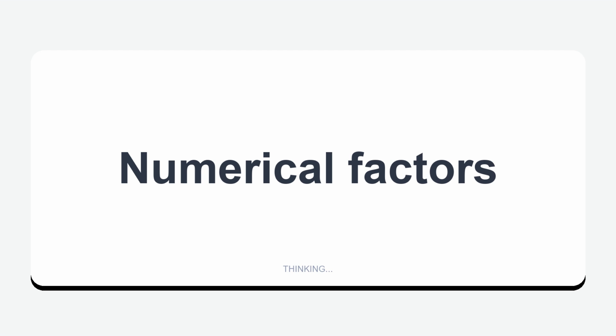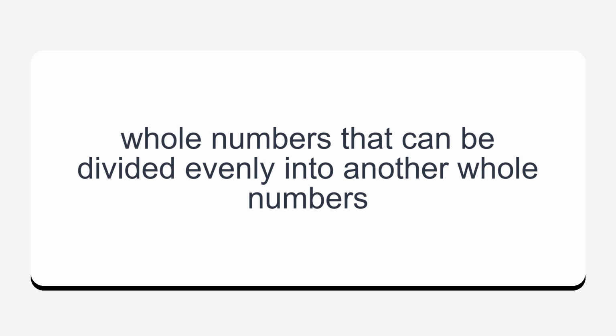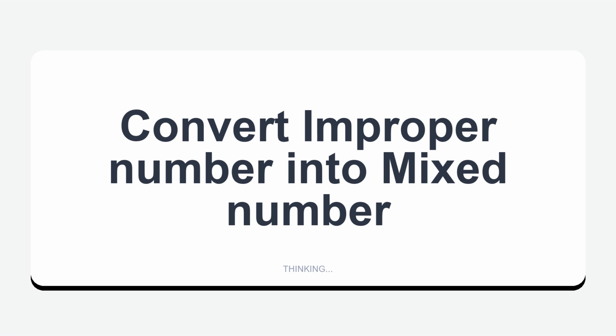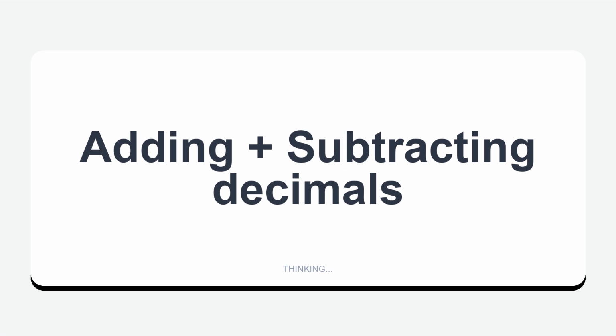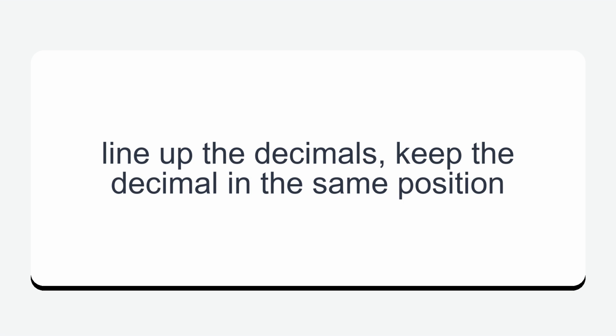Numerical factors. Whole numbers that can be divided evenly into another whole number. Convert improper fraction into mixed number. Divide, and the remainder you get will be the numerator, the original denominator will be the denominator, and the whole number will go in front. Adding or subtracting decimals. Line up the decimals, keep the decimal in the same position.